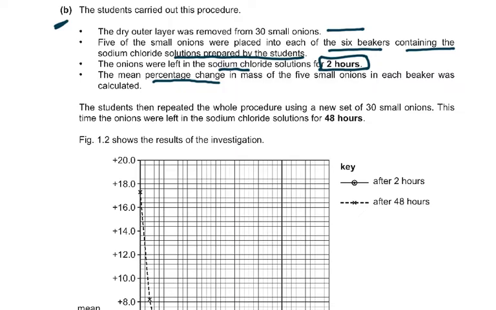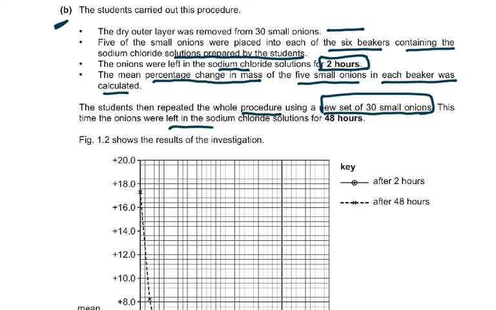The mean percentage change in mass of the 5 small onions in each beaker was calculated. That means we must have known the mass initially and then we must have known the mass after 2 hours, and then we calculated the mean percentage change in mass. The students had repeated the whole procedure using a new set of 30 small onions. So this is a new set of onions. This time the onions were left in the sodium chloride solution for 48 hours. So we have 2 different practicals. One was for 2 hours and one was for 48 hours.